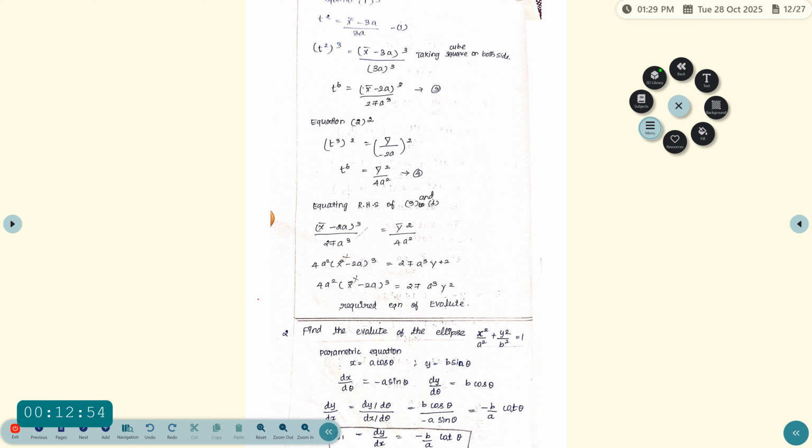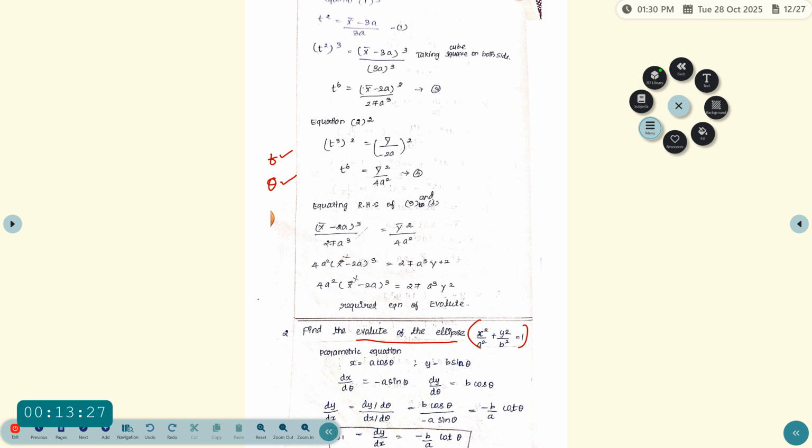Next problem is, find the evolute of the ellipse x square by a square plus y square by b square equal to 1. For that, in the previous case the parameter is t, in the current case the parameter is theta. Now the parametric equation of the ellipse, they didn't give in the problem, we have to write on our own. We must know all the parametric equations of the basic curves. Then only can we start the problem in the case of evolute. Okay. So x is equal to a cos theta, y equal to b sin theta.